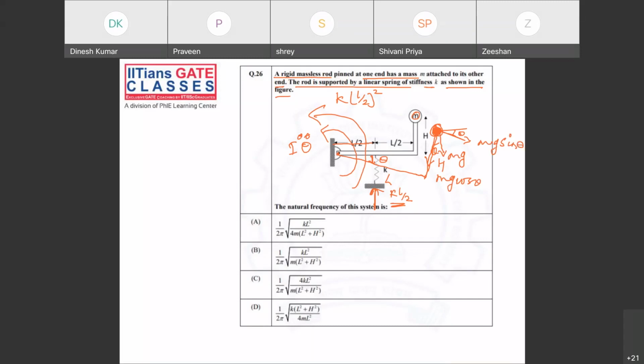Now this mg sine theta will have a moment arm. Length will be h. You can see this moment arm: this is the moment arm h. Now this mg sine theta is in this direction, so this will give a moment about this point of oscillation in the opposite direction to the earlier moments. So what will that moment be? It will be mg sine theta into h.